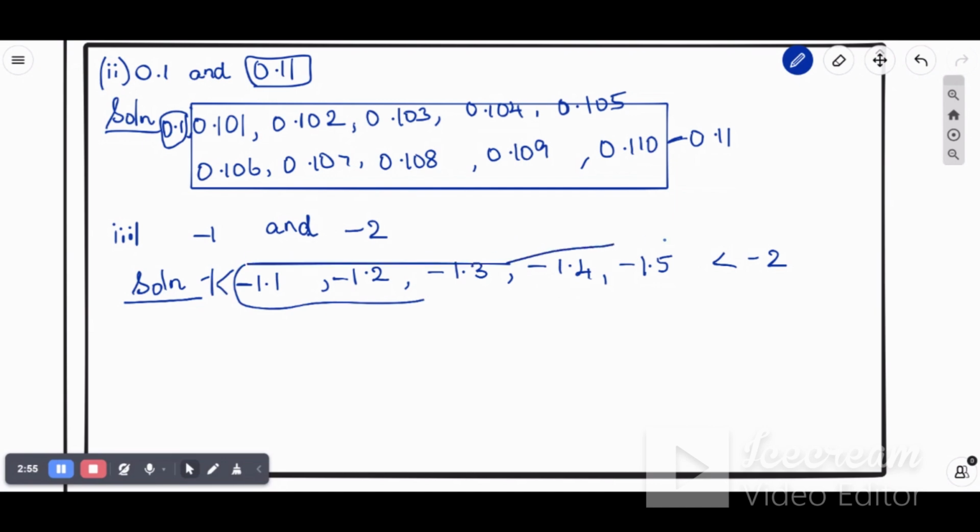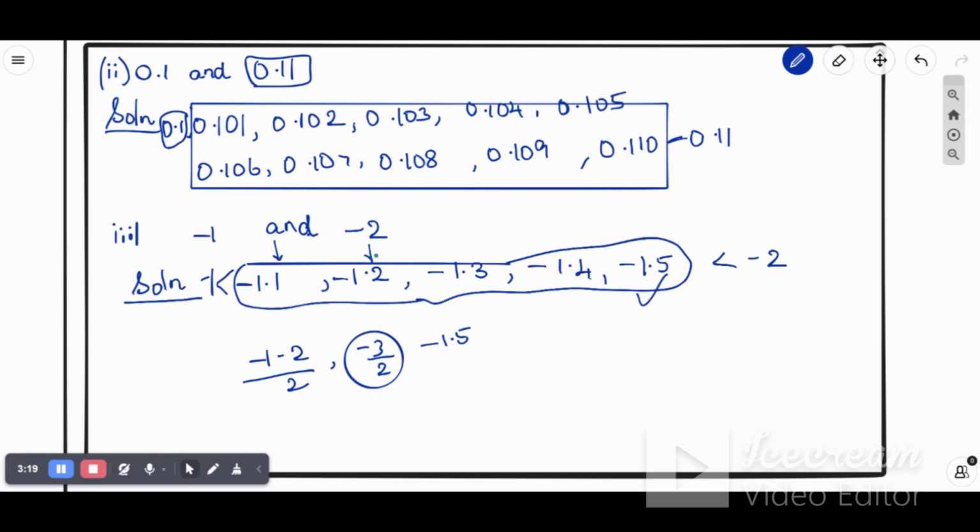The answer is given differently. They have used some other solution. See, there are so many ways to find this. You can find the midpoint between these two. That is one solution, by 2. And that also lies between. -3 by 2 is obviously good. What is -3 by 2? -1.5, right? So that is obviously going to lie between. You can write it as fraction numbers also. All these can be written as fractions.